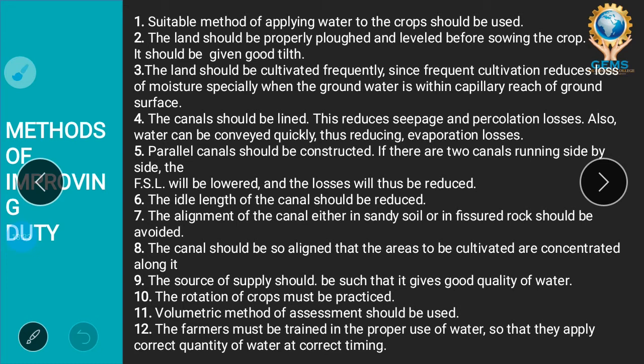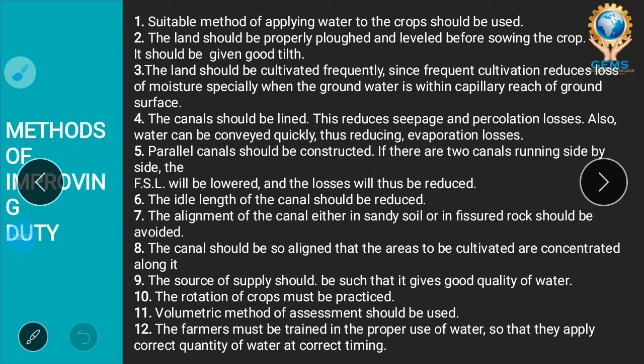Frequent cultivation reduces loss of moisture, especially when the groundwater is within capillary reach of the ground surface. So this is very important, that moisture. But if we do regular cultivation, that is also a problem. So we should do balanced cultivation.